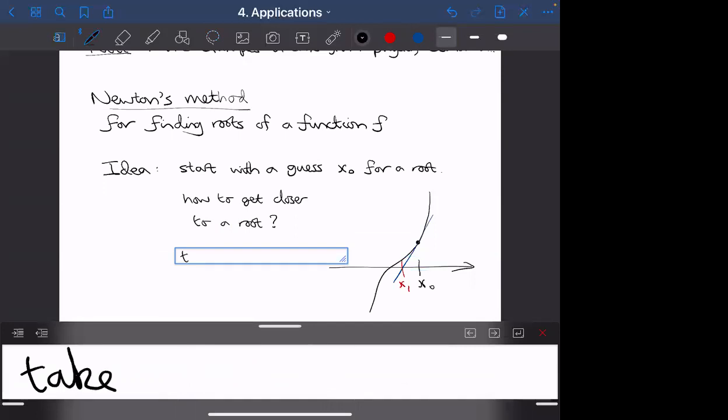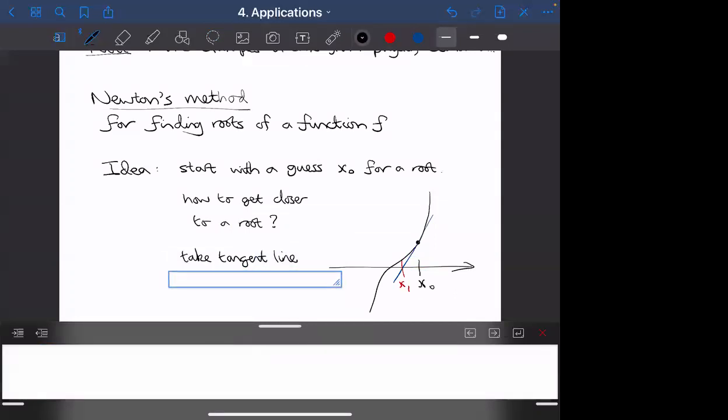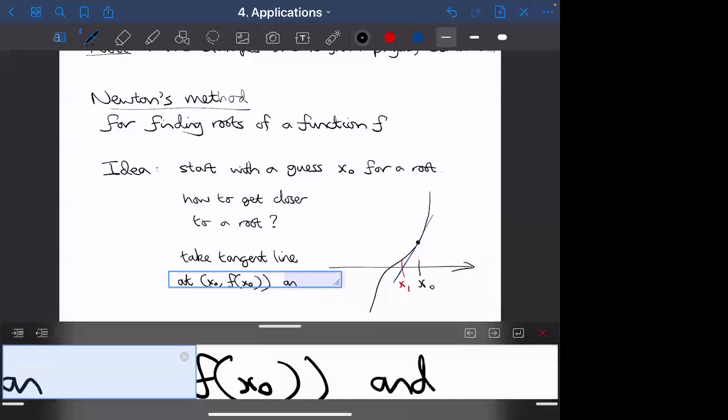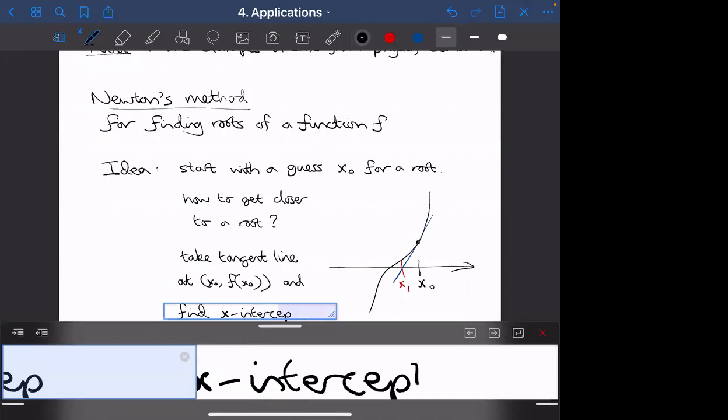So let me write that. Take the tangent line at x0, f(x0), and find the x-intercept. So that brings me closer, and we can get even closer by repeating this process.